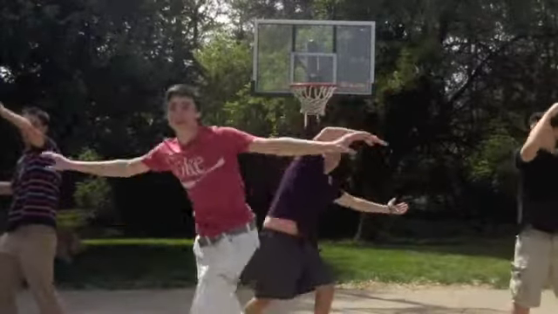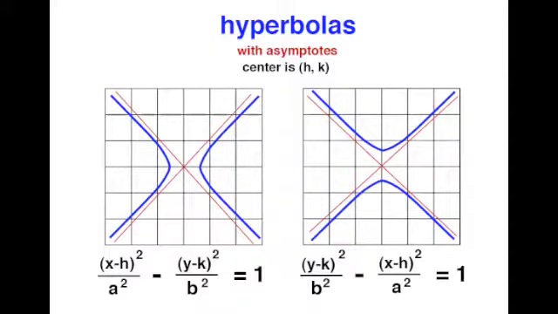Let's soar to 10.4, bringing hyperbolas to the floor. They're like parabolas, but there's two. Now they have asymptotes, who knew? If x minus h is first, this is the horizontal axis. If y minus k is first, then it's the vertical axis.